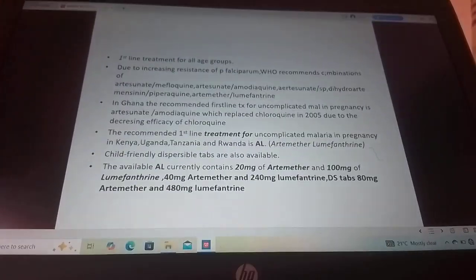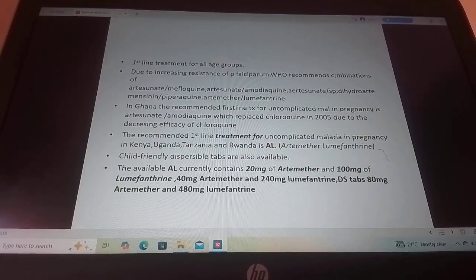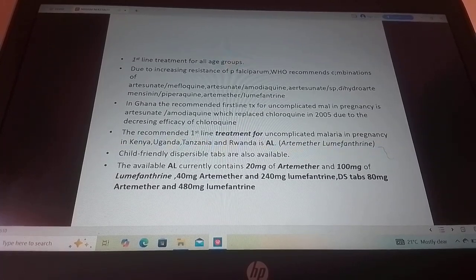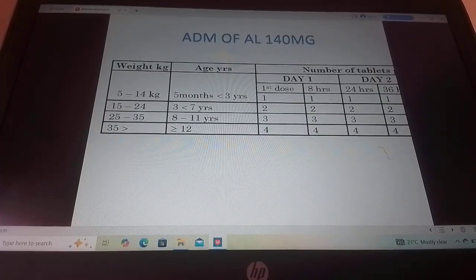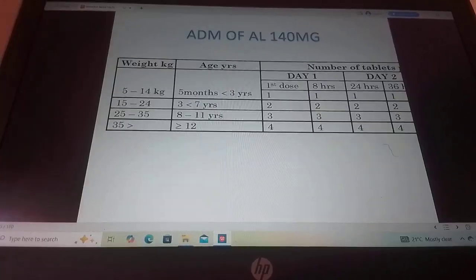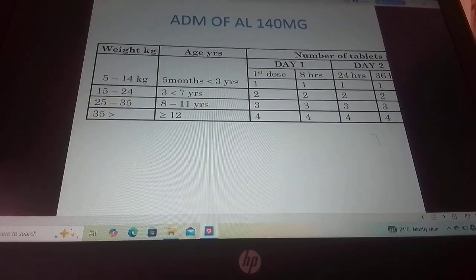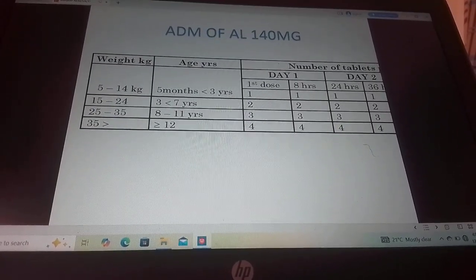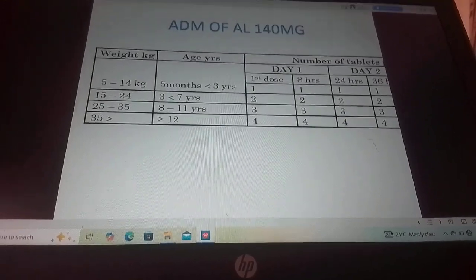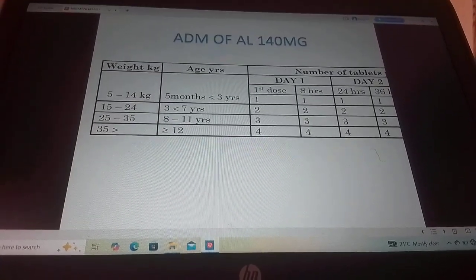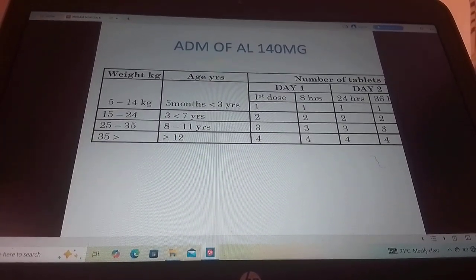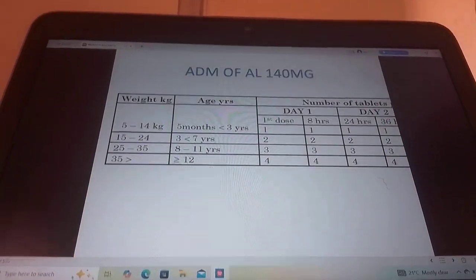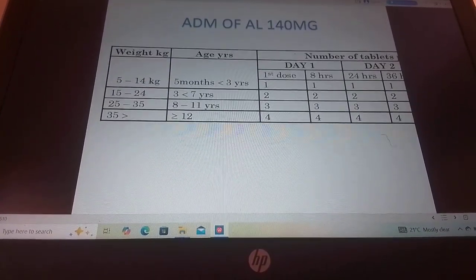So remember, the dosage will depend on which one you are using. If you are going with the AL, then you should be able to know. If you are doing the 140 mg, then this is the dosage. So we go with kgs. For those who are 5 to 14 kgs, they'll take 1 tablet. Then 15 to 24 kgs are going to take 2 tablets, and 25 to 35 kgs 3 tablets. Then above 35 kgs, adults, are going to take 4 tablets.